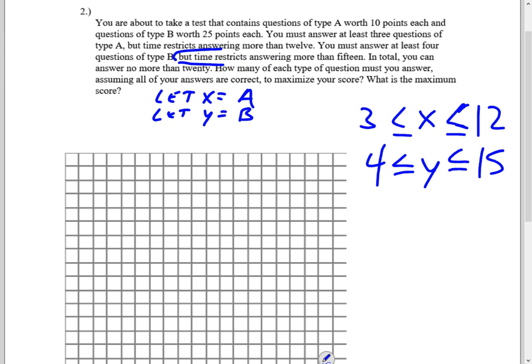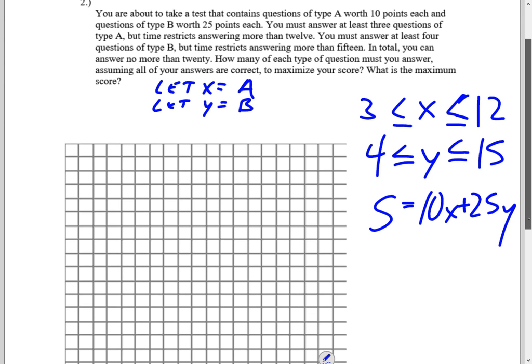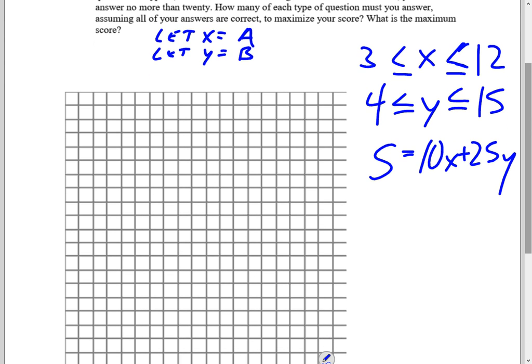And then we're trying to actually create a score for a test. So score equal to 10x plus 25y. If you had some constraints written down, you probably got at least half credit. Take a look. Did you have something that looked similar to that, but maybe with A's and B's? Right. We'll put a little A here, a little B here.